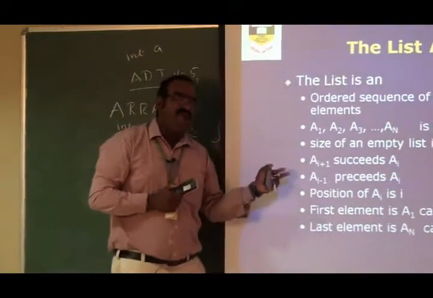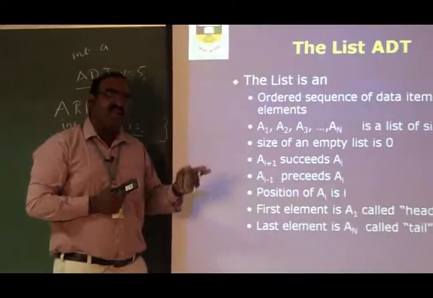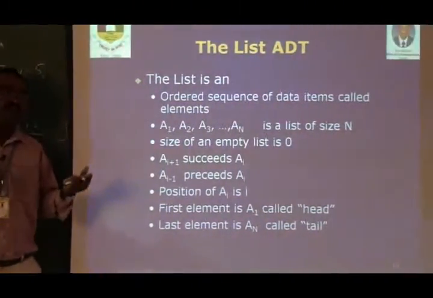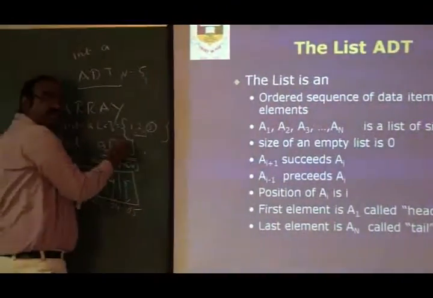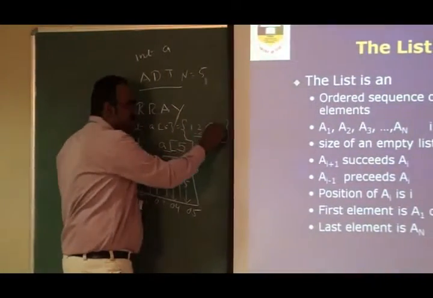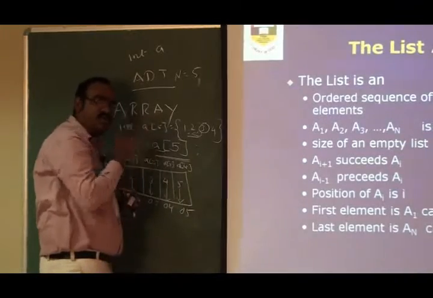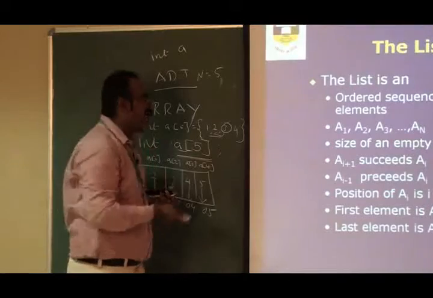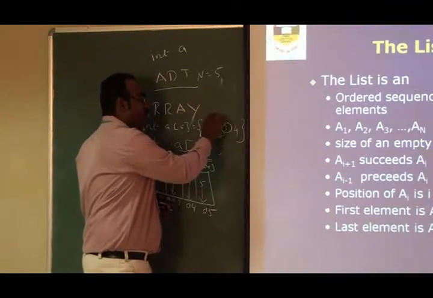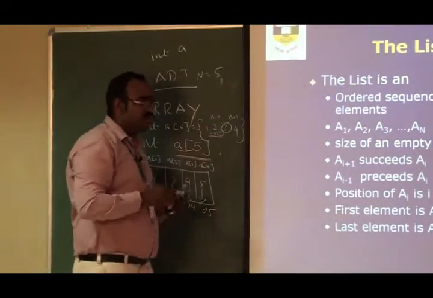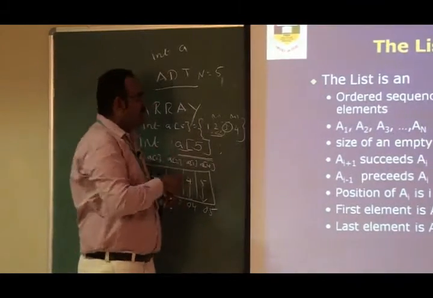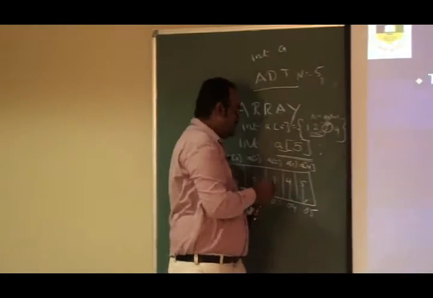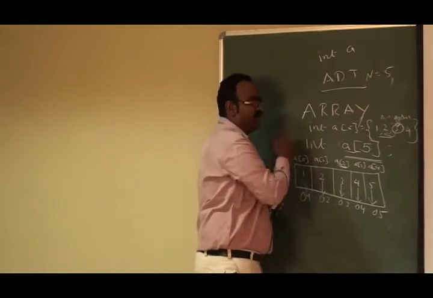A(i+1) succeeds A(i), and A(i-1) precedes A(i); that is, the next one and the previous one. If you have taken 3, it is preceded by 2 and succeeded by 4. So when we know only one element but want to identify the preceding and succeeding elements, we can use A(i-1) and A(i+1). So like that we are going to use it. What is the position? That is i. The i-th position represents the index, that is 2 for the particular element 3.